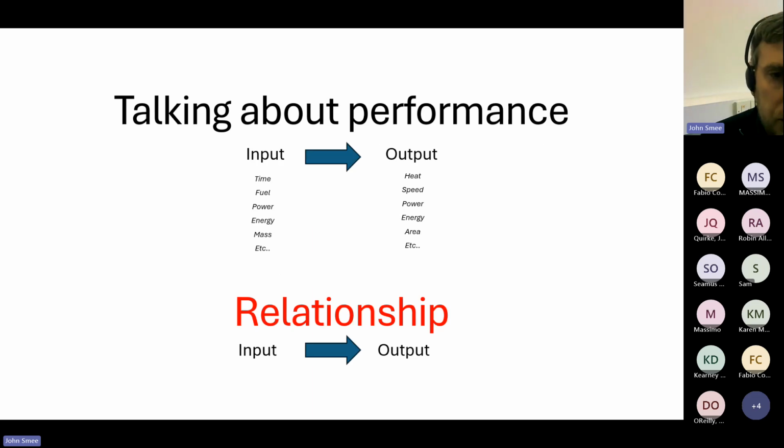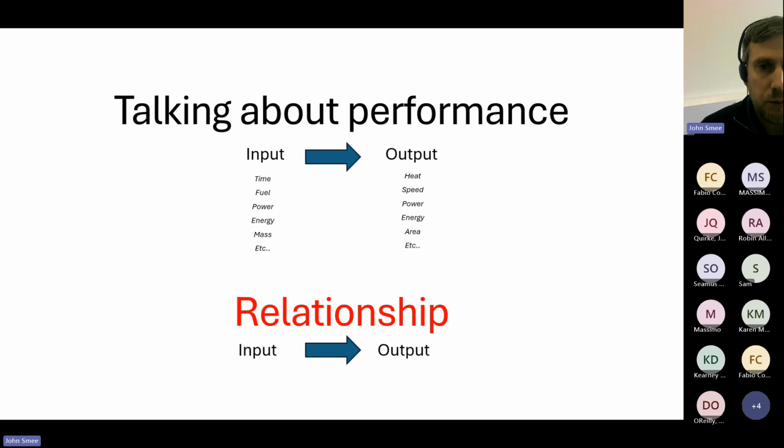So when we're talking about performance for any system, it can be a pump, an engine, a mechanism, anything really. What we're seeking to do is understand the input and output and the relationship that exists between those two things. If we can get a handle on that relationship, understand the maths behind it, maybe graph it, it goes a long way towards being able to optimize that performance.